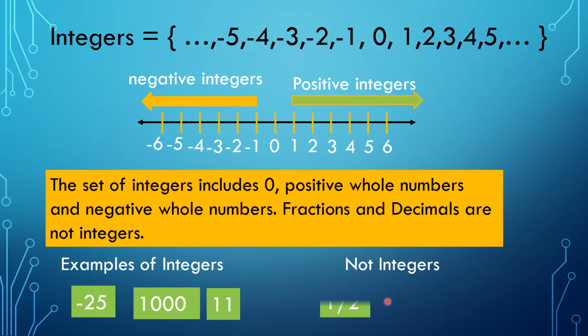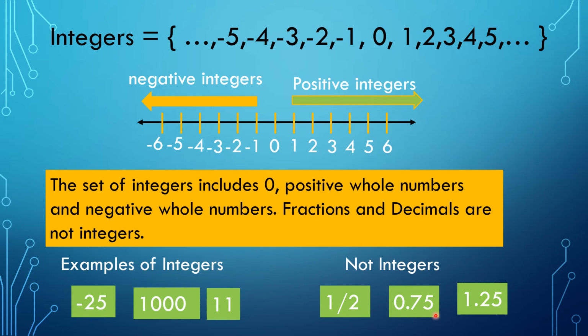Now, not integers. These are examples of not integers. 1/2. 1/2 is not an integer because an integer is a whole number. And 1/2 is not a whole number. Decimals, 0.75. This is not an integer. 1.25, it's not an integer.